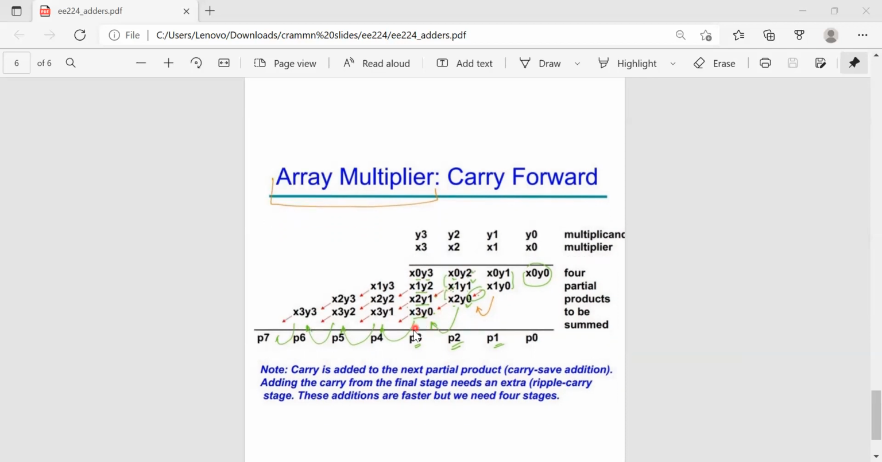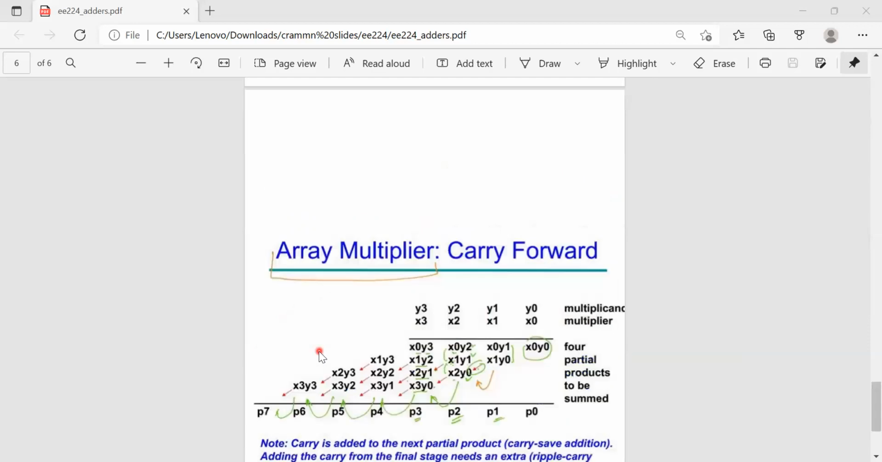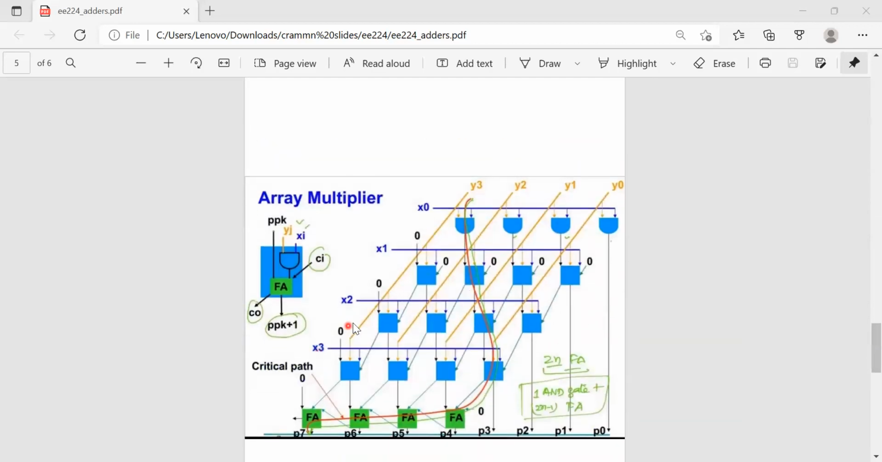Okay, carry of this is taken to P4. Carry of this is taken to P5. So on. We can see the structural implementation. The blue box is defined with an AND operator and a full adder structure. We can see that this is the array multiplier. Here, this is the longest path, which determines the delay of the array multiplier. Okay, let's end this.